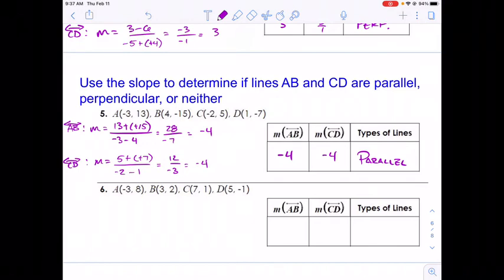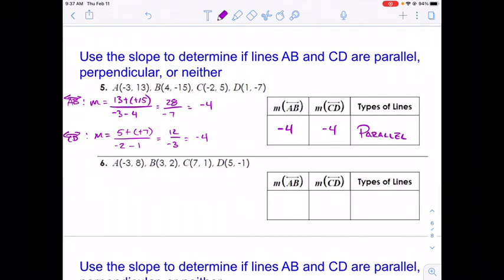All right, let's try 6. We have, once again for AB, we get 8 minus 2 over negative 3 minus 3. Gives me a positive 6 over a negative 6, which is negative 1.